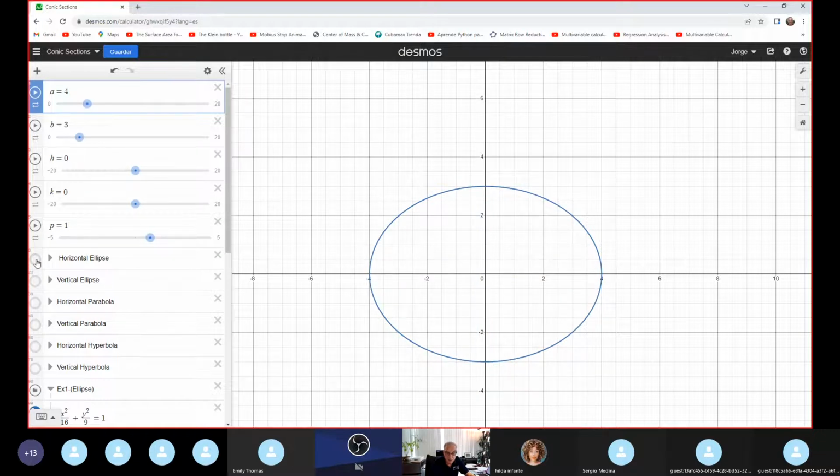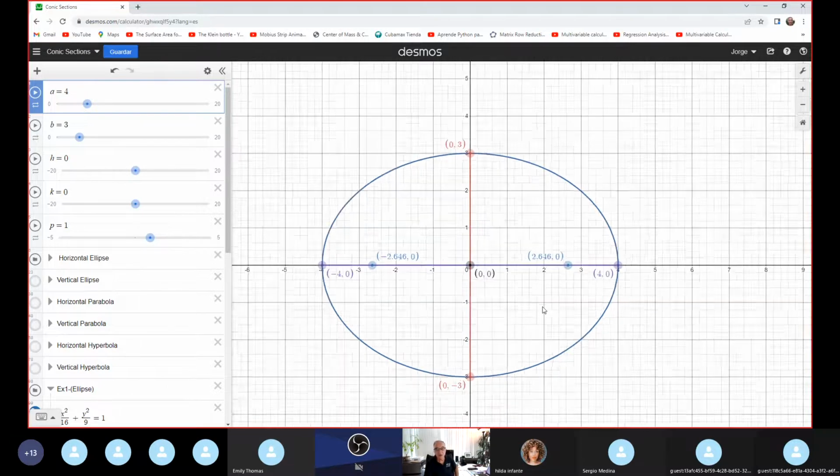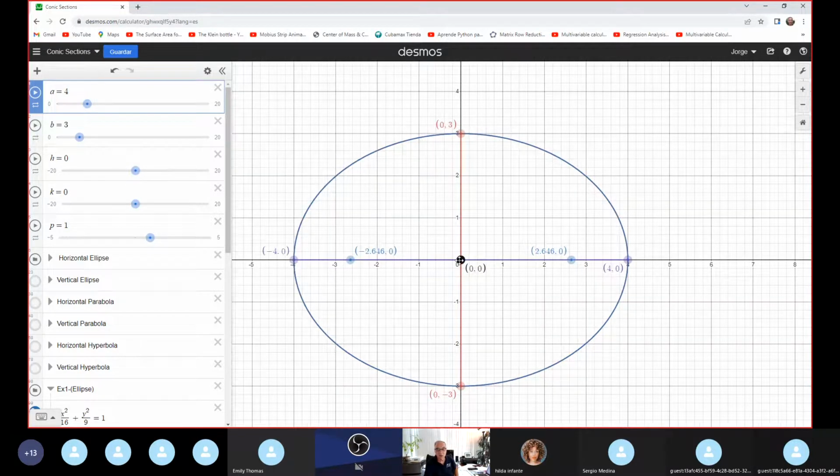This is my elementary graph without points. However, when you click horizontal ellipse, you see: center 0, 0. Vertices 4, 0 and negative 4, 0. Endpoints of the minor axis 0, 3 and 0, negative 3. Foci, remember, it's an irrational number, radical 7, 0 and negative radical 7, 0.